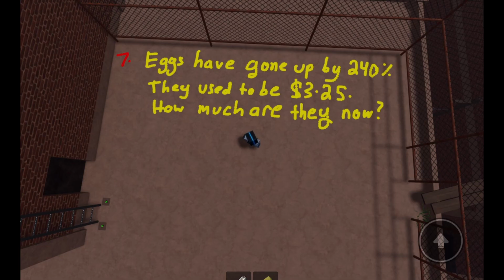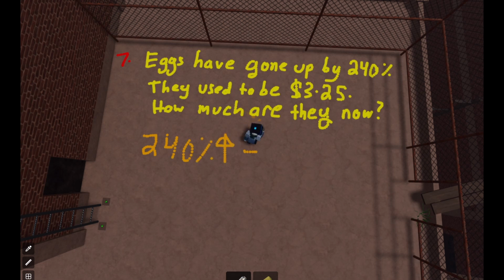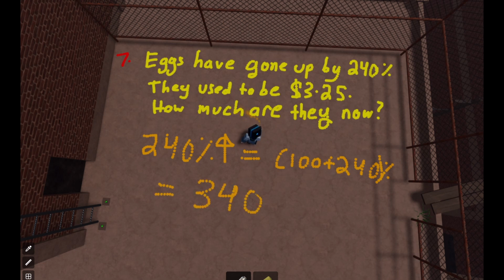In this problem, we have that the price of eggs has gone up by 240%. They used to be $3.25, and we're asked how much are they now? What you need to realize is that if you have a 240% increase, remember, this is equal to having 100 plus 240% of that initial number. So in other words, a 240% increase corresponds to the price being 340% of what it was before. And the initial cost was $3.25. So all this problem is really asking is, what is 340% of $3.25?